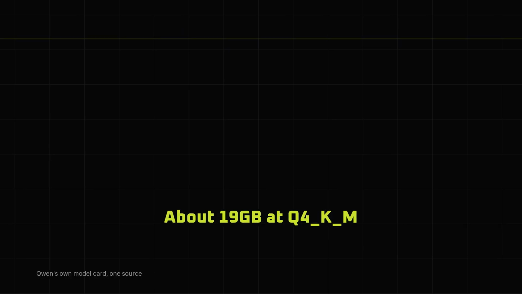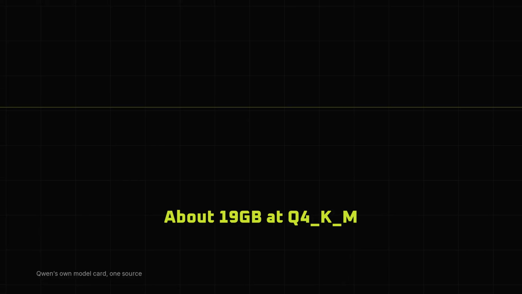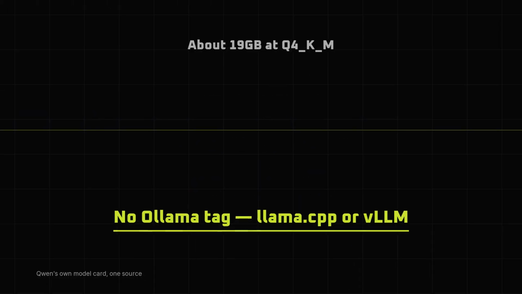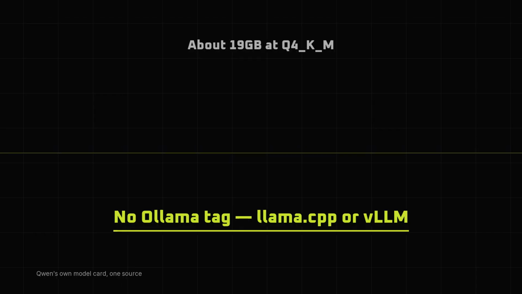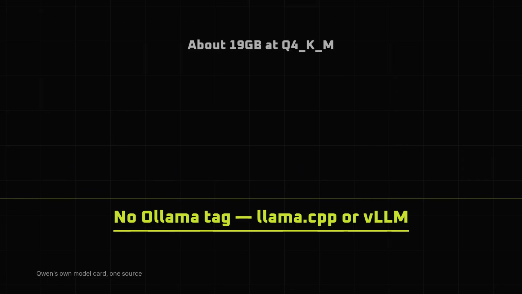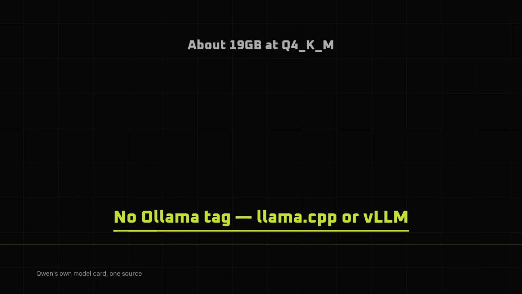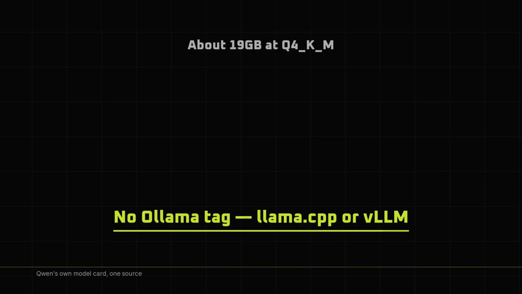So what does the other candidate ask for? About 19 GB of VRAM at the Qwen it ships with, which fits the same card, with less headroom than you would like. But there is no official Ollama tag at launch, so the dependable routes are llama.cpp, vLLM, and SGLang, which means the easy install belongs to Meta and the harder one belongs to Qwen, for now.